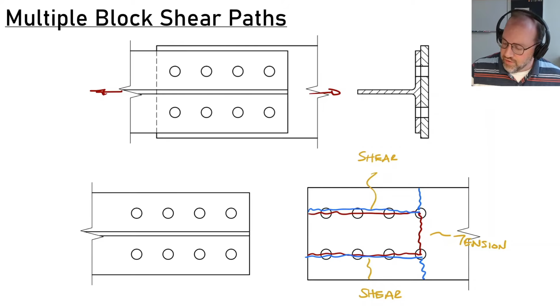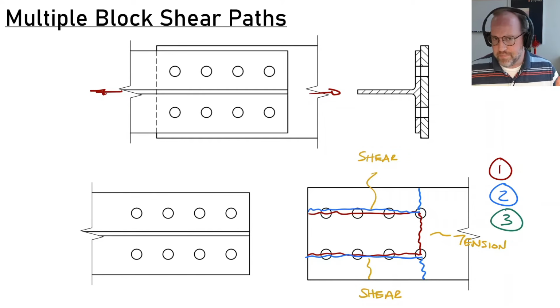So let's just label those. Let's say the red one is 1 and the blue one is 2. And I'm going to draw a third possibility in green here with 3. We don't need to draw this path through all the bolts to actually separate the two pieces.